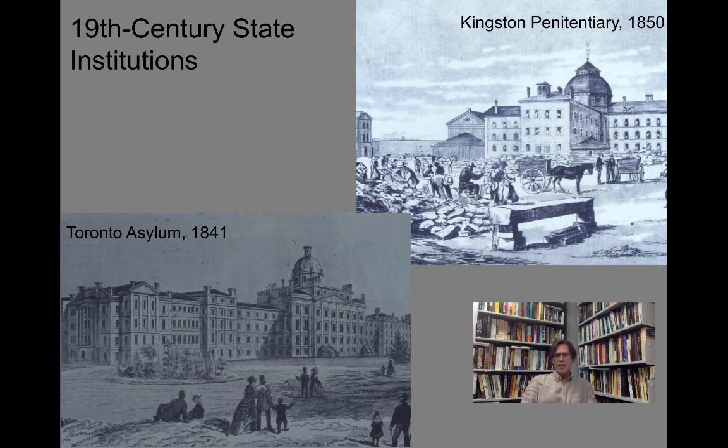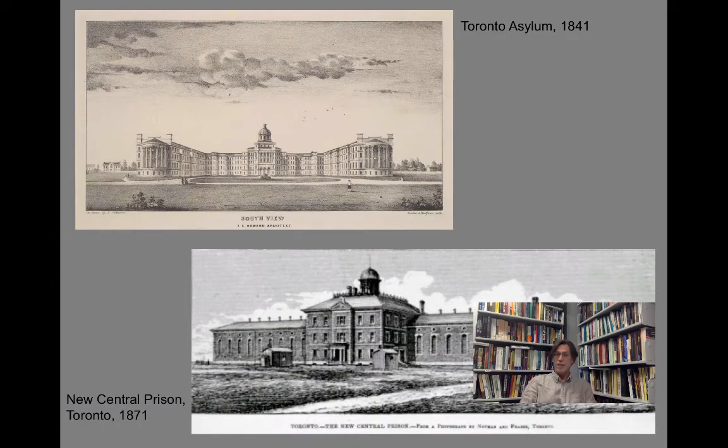Here's the Toronto Asylum again in 1841. This is the new central prison built in Toronto in 1871. Again, what I want you to see here is both size. These are enormous buildings, but also a kind of similar architecture as well. They're understood to perform similar functions. And much of this function is coming.